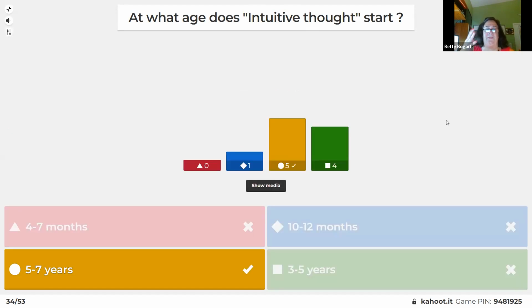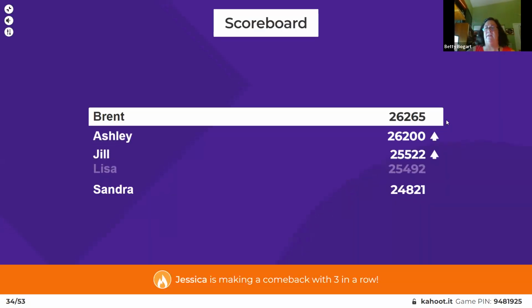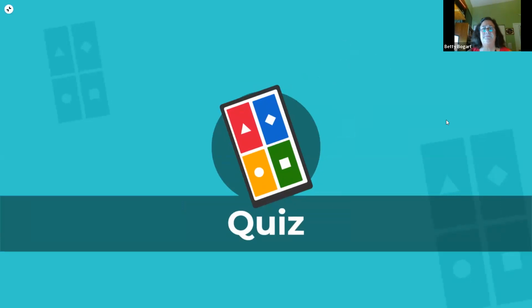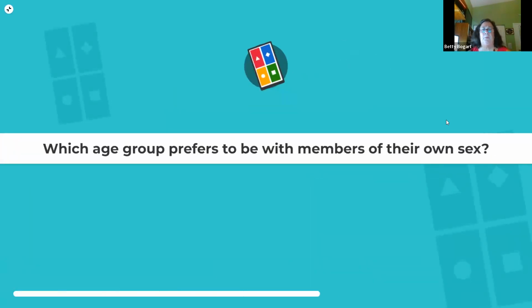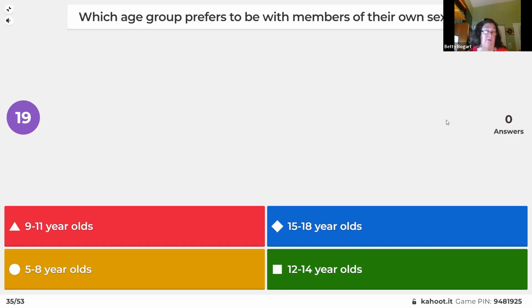And this is about the ages of 5 to 7, starting putting things together. They can figure if this is red and this is red, it's a different shape, and all of those things are okay. Which age group prefers to be with members of their own sex?